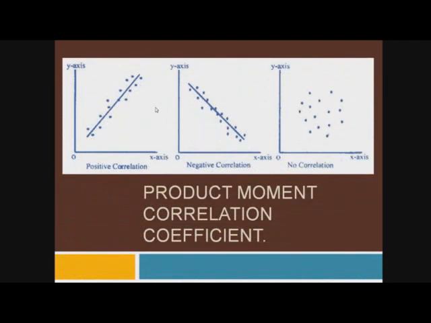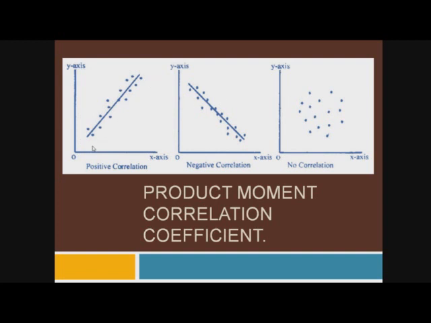We're gonna learn about product moment correlation coefficient today, and it's part of A-level math statistics and level 3 math, guys. Now I want to teach you the types of correlation for a start. There's positive correlation, negative, and no correlation.